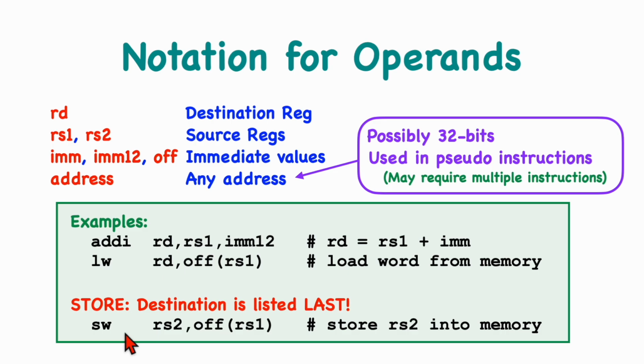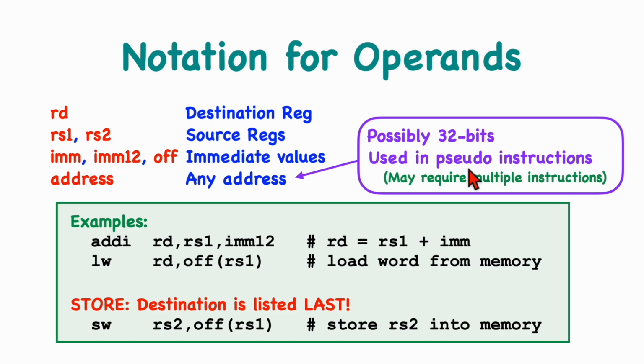word instruction. For most instructions, the destination would be listed on the left end as the first operand, but for the store instruction, the operands are listed in the other order. So this copies a value from RS2 to a memory location, which is specified using both an immediate value and a source register. We can also see the general form address, which is used in several of the pseudo instructions.